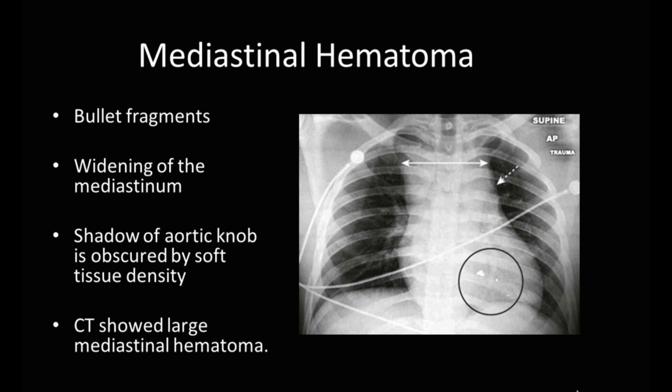Mediastinal hematoma. This becomes a little bit more obvious to see. You'll see mediastinal widening here. You'll see the shadow of the aortic knob is obscured by soft tissue density. And here, within the circle, you can see what are likely bullet fragments within the heart. Imaging that was done afterwards for this patient showed that the CT actually showed a large mediastinal hematoma, and that's what was causing this mediastinal widening.